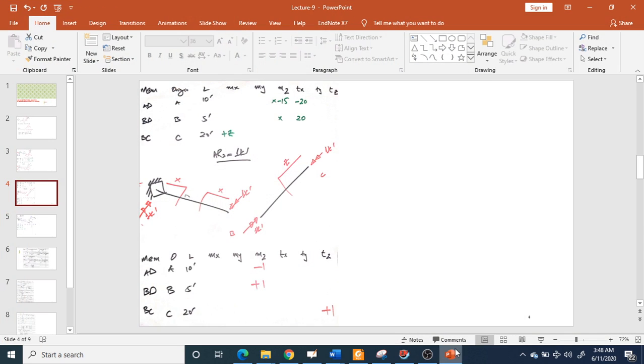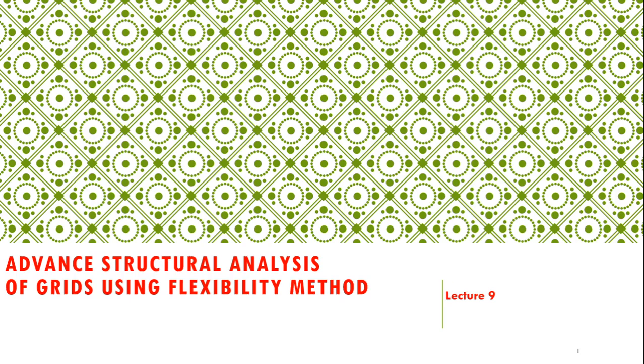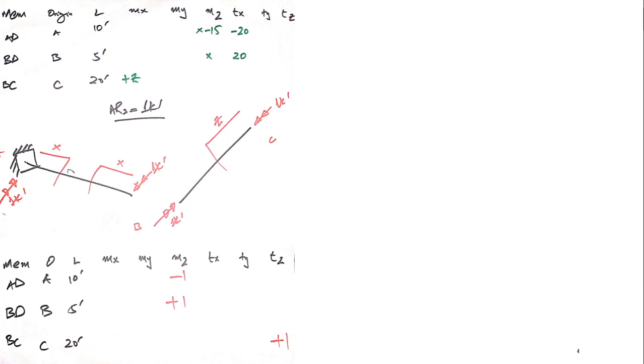Okay, there were some interruptions in the previous video, so this lecture will be recorded in two parts, or two videos. So again, it's very easy. Now, first of all, I have to apply again AR2 equal to 1 kip-foot.